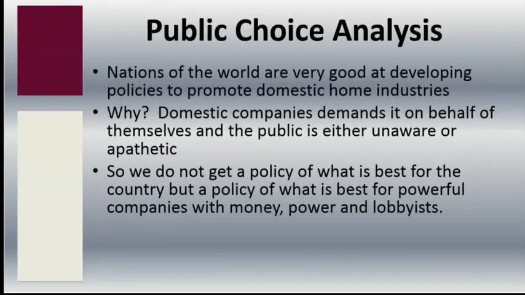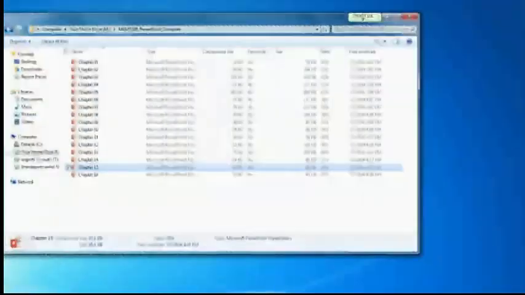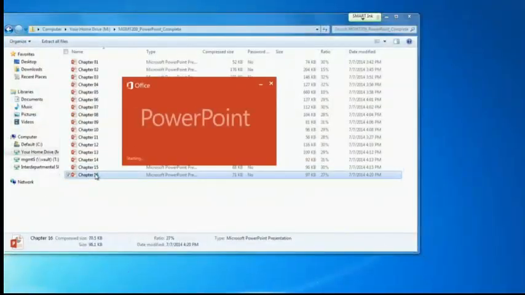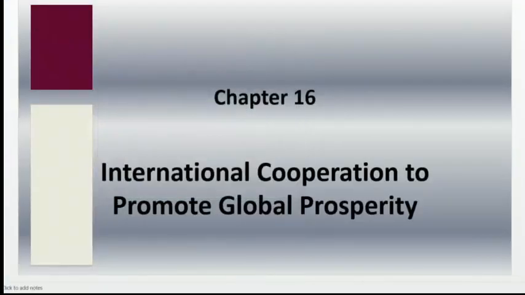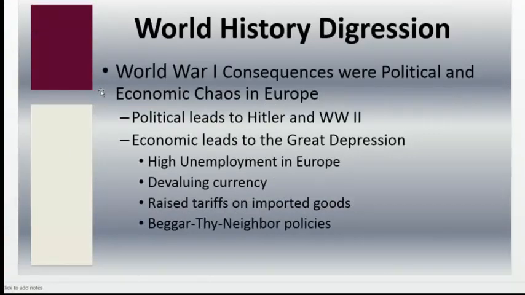So if we don't like these trade barriers, why don't we do something about it? All right, let's move to chapter 16 and talk about what do you try to do about it. All right, for just a minute, though, we got to back up. We got to get to where, how did we get to where we are with this international business? And why do we have some of these international organizations? Okay, to answer that, you got to go back to World War I.